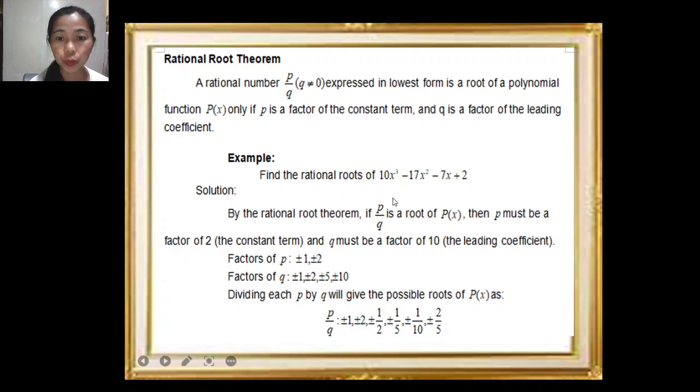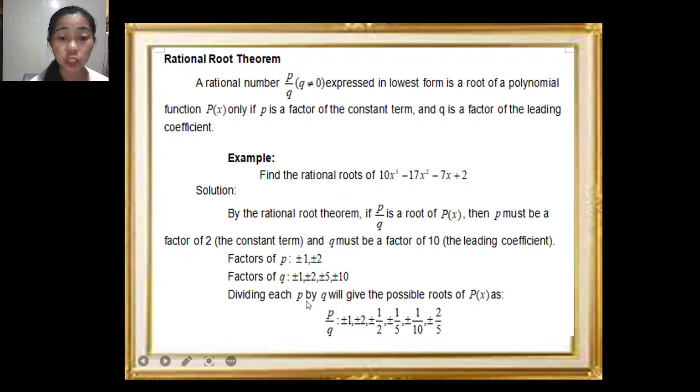And then, yung Q mo ay yung coefficient ng leading term, 10. Ano ang mga possible factors ni 10? So, 1, 2, 5, 10. Consider the positive and negative signs. So, we have positive, negative 1, positive, negative 2, positive, negative 5, and positive, negative 10.